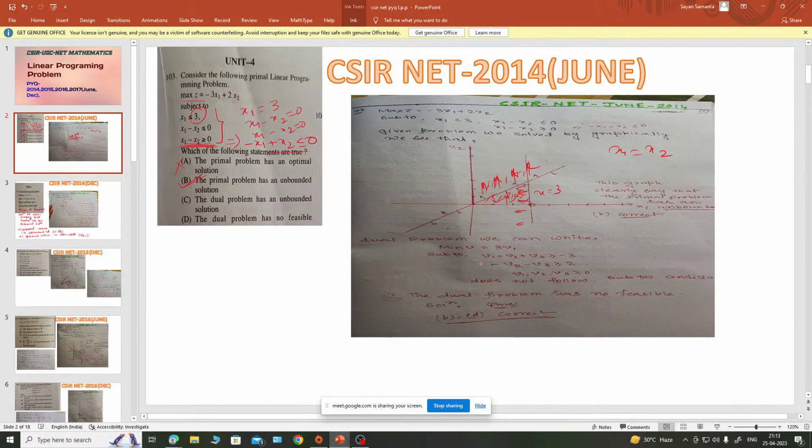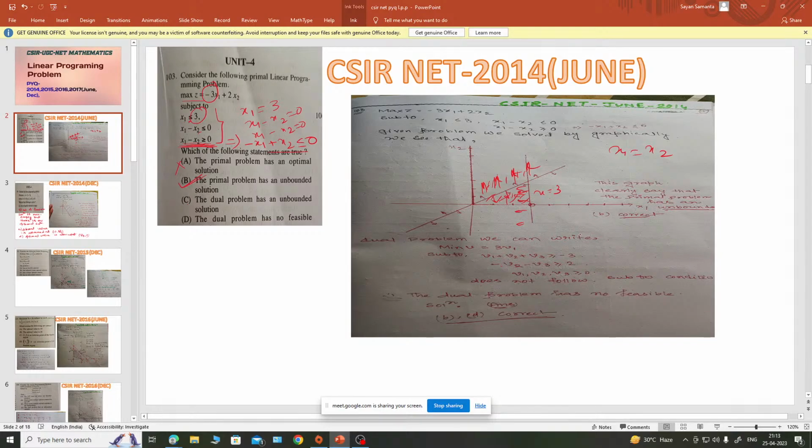Okay, so subject to conditions we can write: v1 plus v2 plus v3 greater equals to this value, that is minus 3. And here x2 exists in the second and third, so minus v2 minus v3 greater equals to 2.